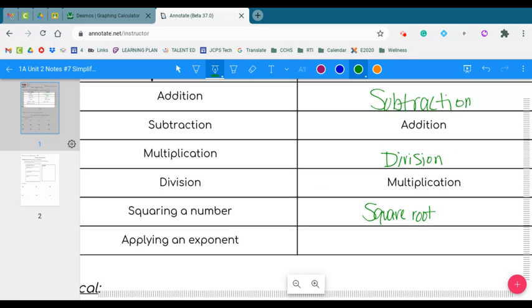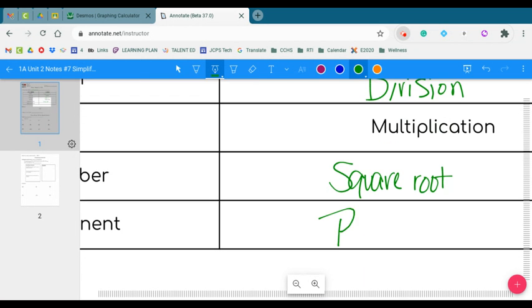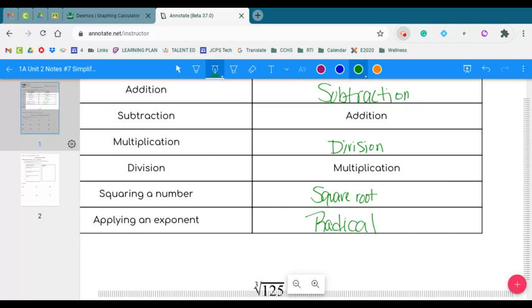And the opposite of, hold on, I think I just did that one wrong. Yeah, squaring a number is taking the square root, and applying an exponent is the radical, which is what we're going to talk about today. So the square root and the radical are kind of the same thing.